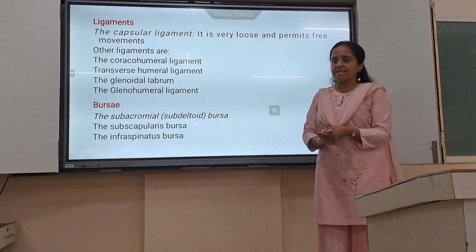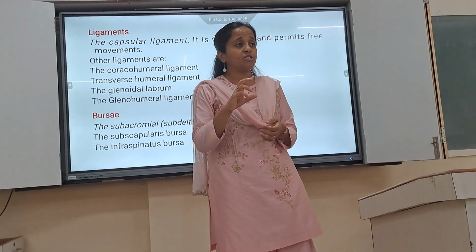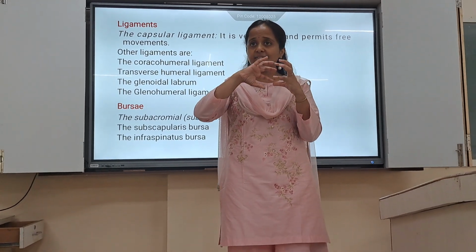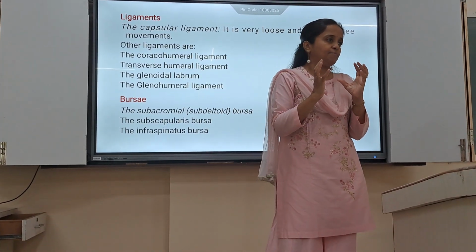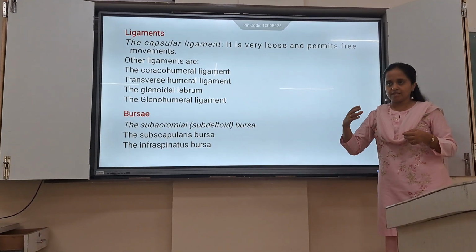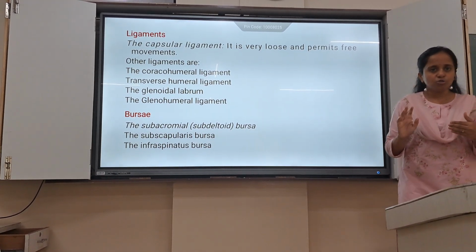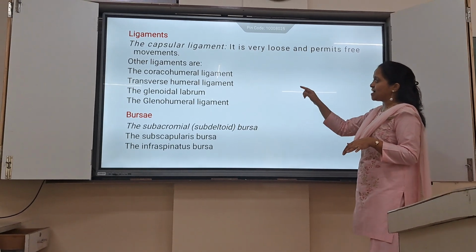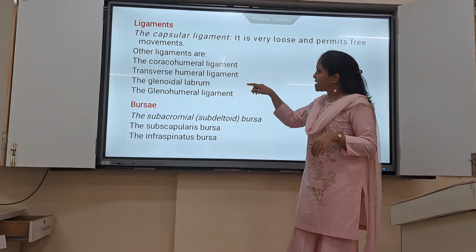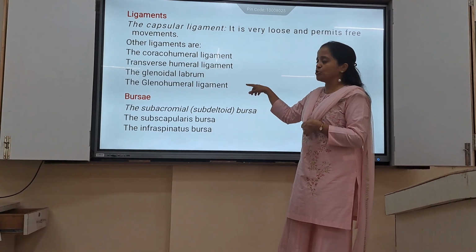Now coming to the ligaments. The first ligament in any kind of synovial joint is the capsular ligament or the fibrous capsule. Why is this an important ligament? Because it encircles or covers the entire joint. It is very loose and permits free movements. So its looseness allows the free movements of the shoulder joint. Then the other ligaments are the coracohumeral ligament, the transverse humeral ligament, the glenoid labrum, which we have just seen as a point in stability, and the glenohumeral ligament.